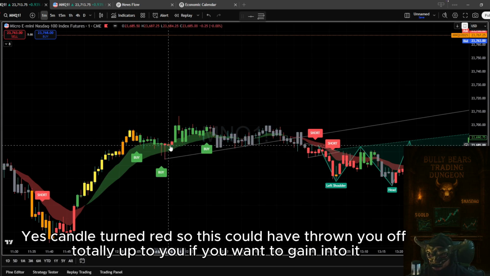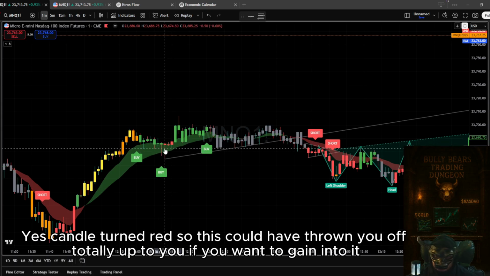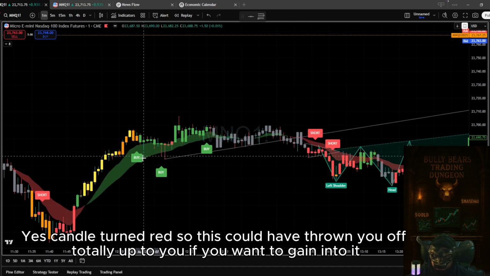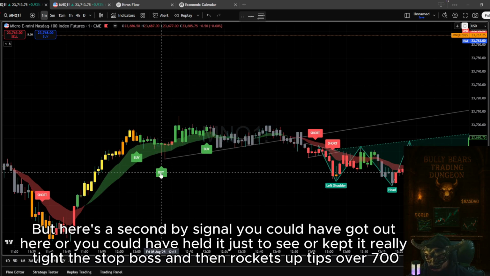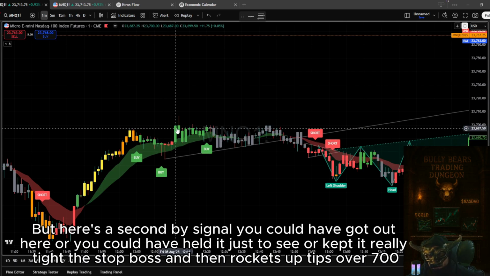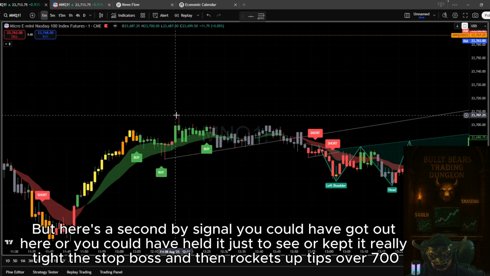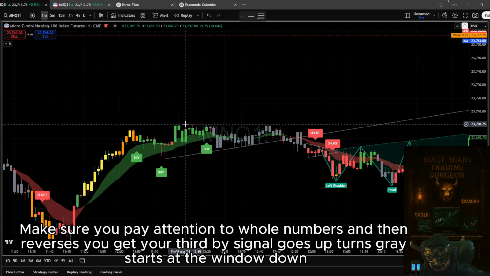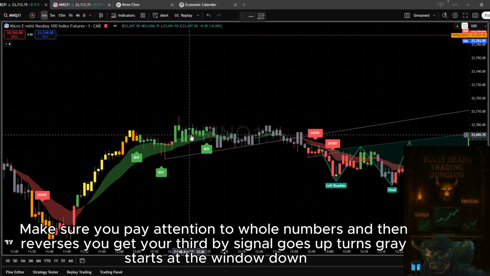Yes, candle turned red, so this could have thrown you off. Totally up to you if you want to gain into it. But here's a second buy signal. You could have got out here, or you could have held it just to see, or kept the stop loss really tight. It then rockets up, tips over 700. Make sure you pay attention to whole numbers, and then it reverses.